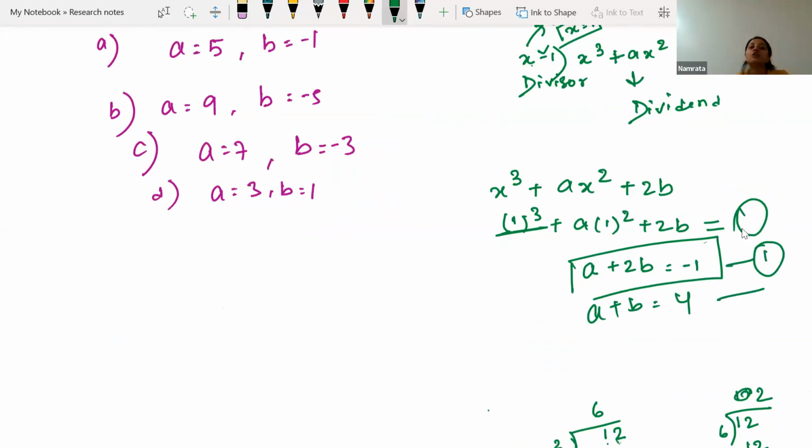Now either by the method of substitution or by the method of elimination, we can solve these equations and find the value of a and b. Please find the value of a and b. Will you be able to find? Here you can see we can apply the method of substitution or elimination.